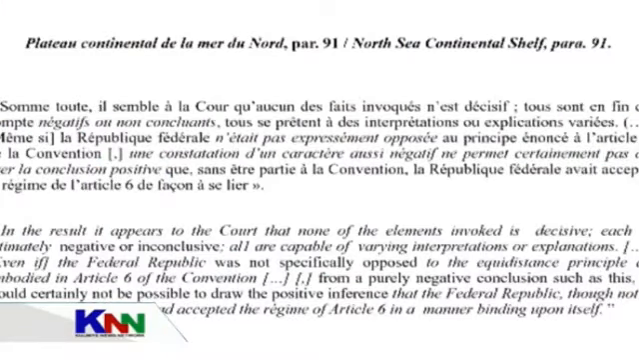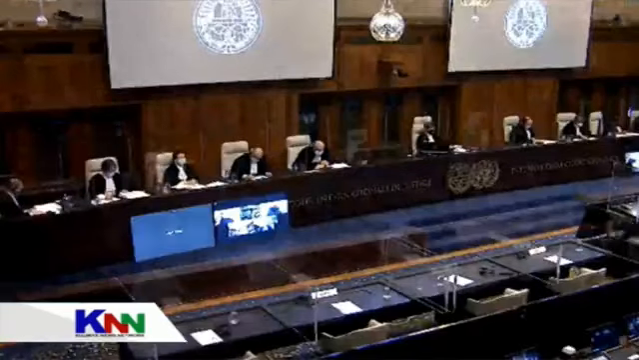No doubt you said, in the result it appears that none of the reasons invoked is decisive. Each is ultimately negative or inconclusive. All are capable of varying interpretations or explanations. Even if the Federal Republic was not specifically opposed to the equidistance principle as embodied by Article 6 of the Convention, from a purely negative conclusion such as this, it would not be possible to draw the positive inference that the Federal Republic, though not a party to the Convention, had accepted the regime of Article 6 in a manner binding upon itself.